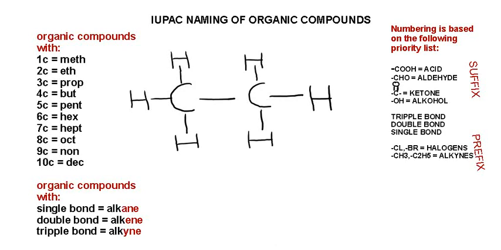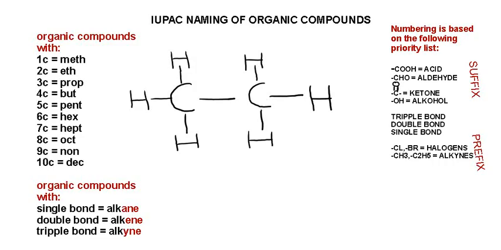Organic compound with 5 carbons is called pent. With 6 carbons is called hex. With 7 carbons is called hept. With 8 carbons is called oct. With 9 carbons is called non. With 10 carbons is called dec.